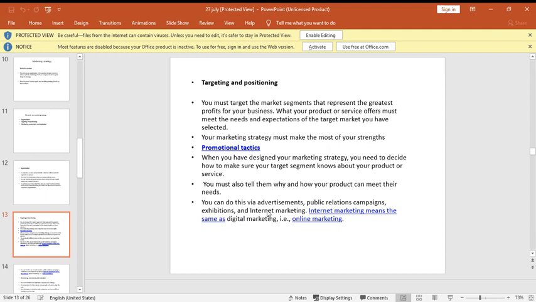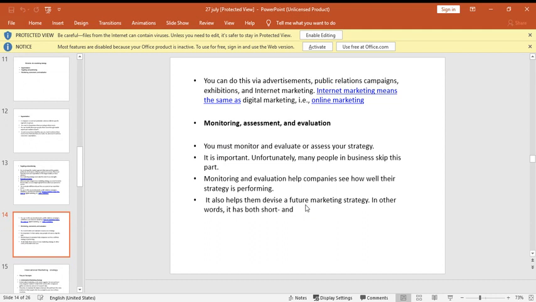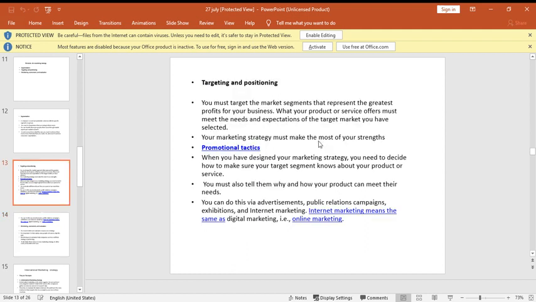You can do these things by giving advertisements, making public relations campaigns, exhibitions, and internet marketing. Internet marketing means the same as digital marketing, that is online marketing. Then you can do the targeting and positioning through advertisements, public relations campaigns, exhibitions, and internet marketing.